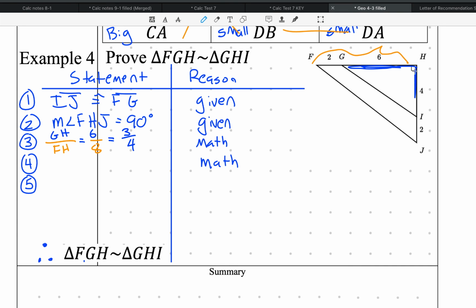All right, let's compare the next one. The reason is still going to be math, yeah. And then we're going to do that one to this one. Who's got the next one? The statement now, Esha, is going to be HI. Yep, HI over HJ equals 4 over 6.